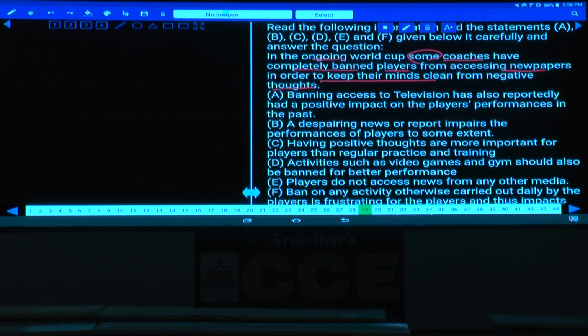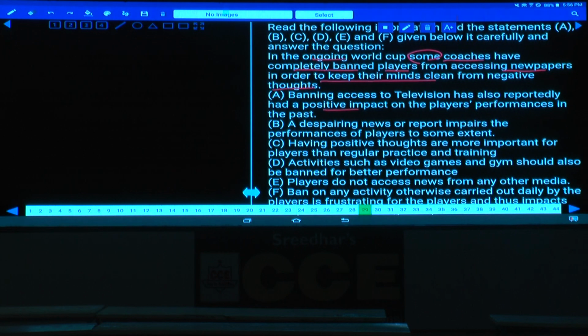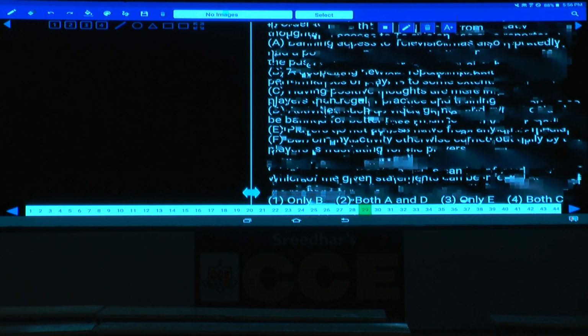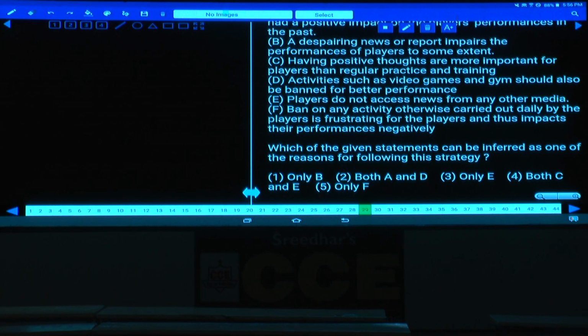Then banning access to television has also reportedly had a positive impact on the players' performance in the past, and a despairing news or report impairs the performance of players to some extent, and having positive thoughts is more important for players than regular practice and training. And here it is comparing between these two. Activities such as video games and gyms should also be banned for better performance, and players do not access news from any other media. The next one. And a ban on any activity otherwise carried out daily by the players is frustrating for the players and thus impacts their performance negatively.